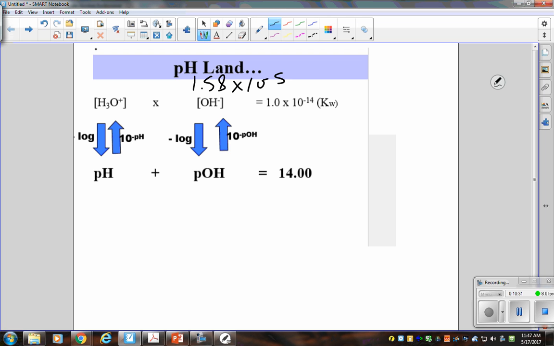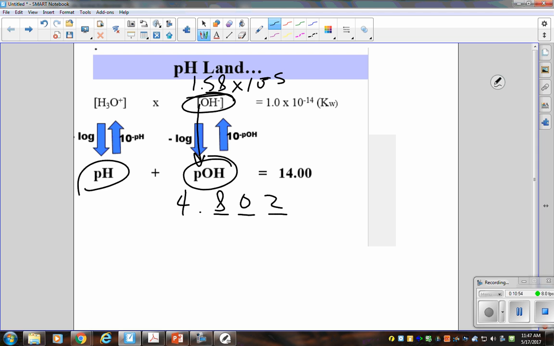Now, she wants pH. So how do I get pH? Well, first thing I got to do is take the negative log. So everybody hit log, sign change. And I get, 3 here means 3 decimal places. So I'm going to get 4.802 is my pOH. How am I going to get pH? Because on the bottom I just subtract it from 14 to bounce over. So I go 14 minus 4.802, and I get 9.198.